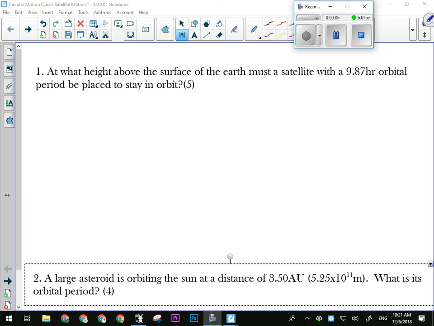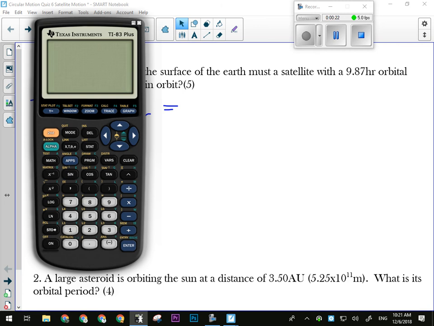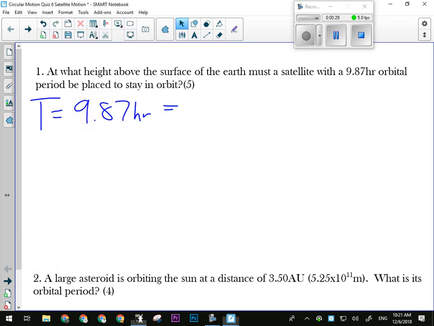So for question number 1, we are given the orbital period of this satellite being 9.87 hours, which we'll need to convert to what? Seconds, yeah, because we can't use Kepler, it's orbiting the Earth. So that'll be our first step: 9.87 times 3600, and it gives us 35,532 seconds. That's our given, so we get a mark for that.